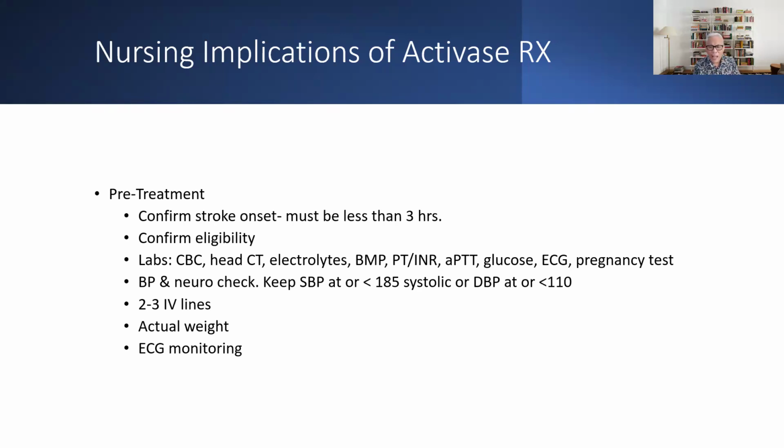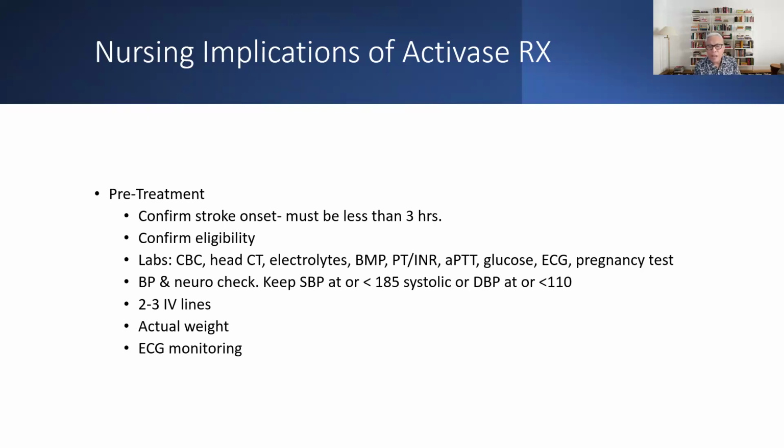You need to order a head CT scan. As you have noted in that protocol, we have to have a CT scan within 30 to 45 minutes, as well as your APTT, glucose, ECG, and a pregnancy test. All right, that is important. Obviously, that's for all females. And then, of course, blood pressure and urine check has to be done every 15 minutes. And we want to keep the systolic blood pressure at less than 185 and a diastolic blood pressure of less than 110 millimeters of mercury.